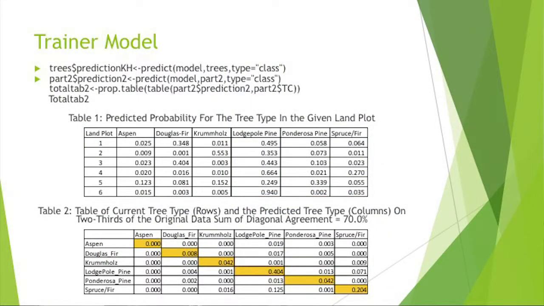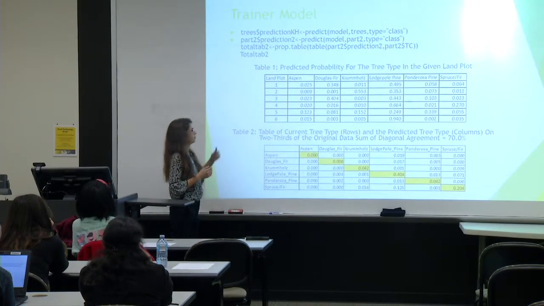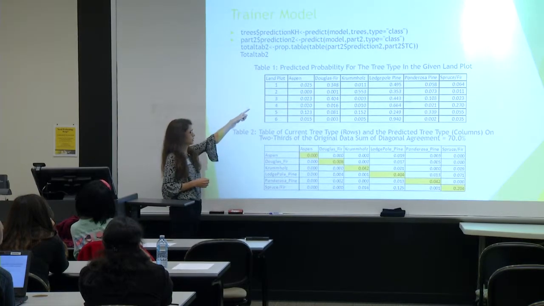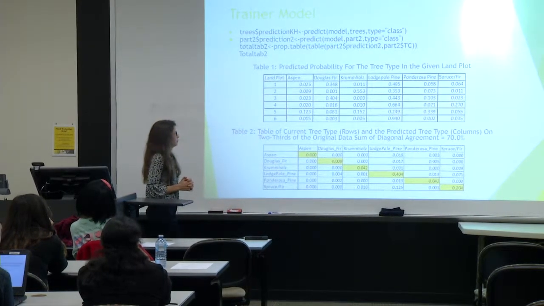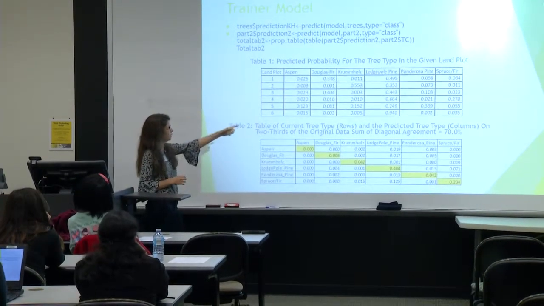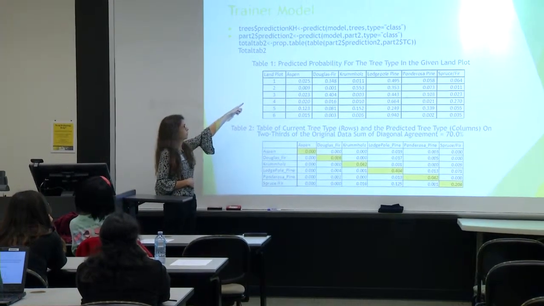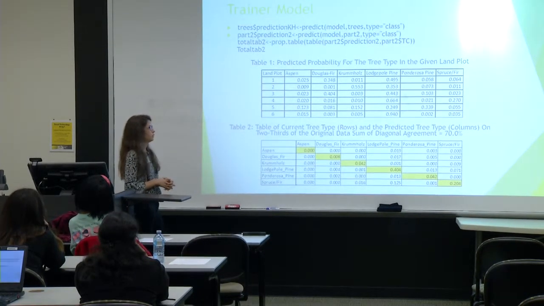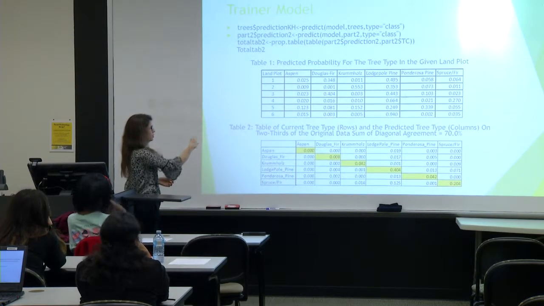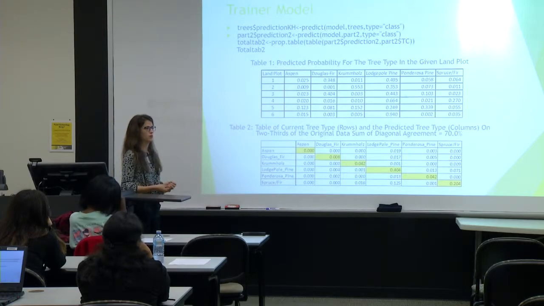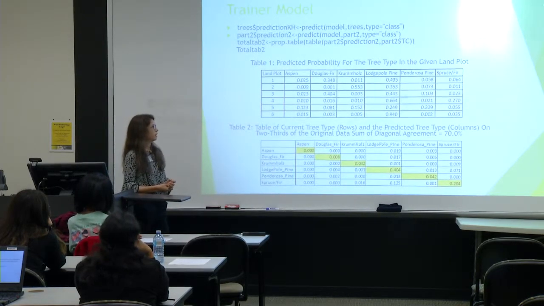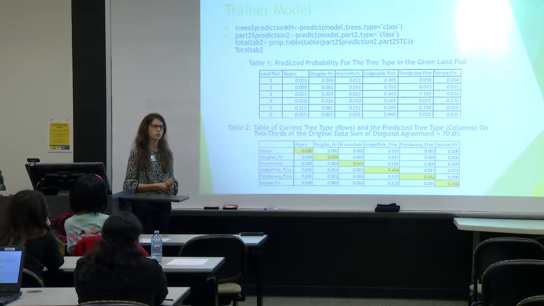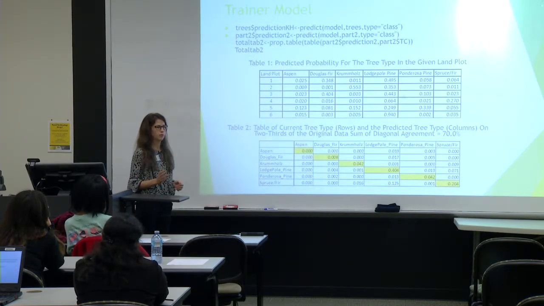Right here you can see that I have the predicted probabilities for each land plot. After running this code up here, it shows that the highest predicted probability for land plot 1 is the lodgepole pine, and the highest predicted probability for land plot 2 would be Krummholz. It's really inefficient to look at this chart every time you want to figure out which one is the highest predicted probability, so I just created a new variable that tells you which tree has the highest predicted probability to be in that land plot.